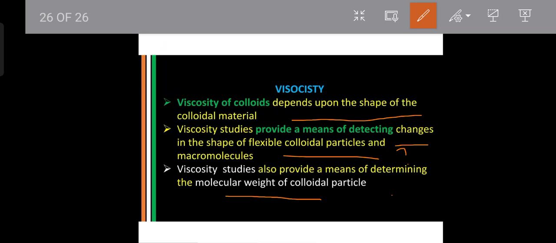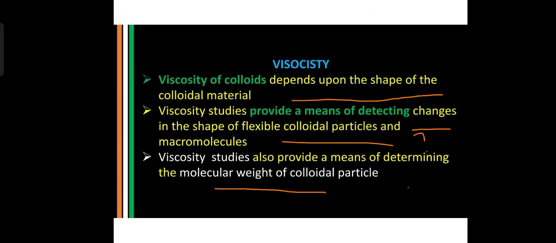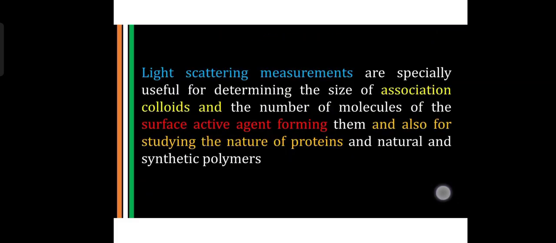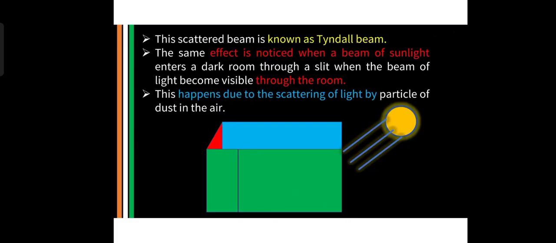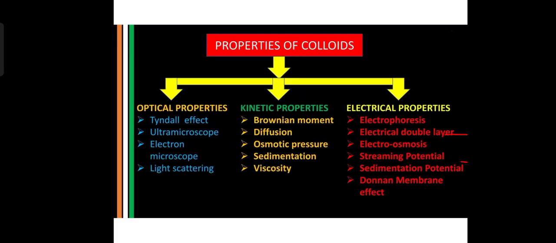So those were the properties I discussed today. As a recap: under optical properties, we heard about the Tyndall effect, ultramicroscope and electron microscope. Under the kinetic properties, you should remember Brownian movement, diffusion, osmotic pressure, sedimentation and viscosity. Right, thank you everyone.